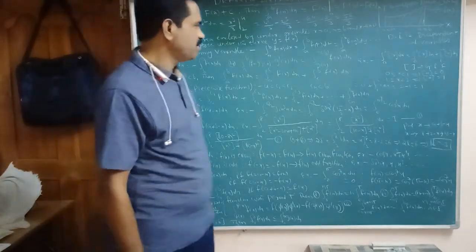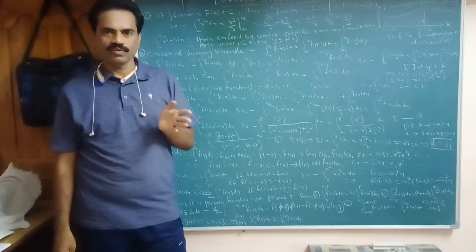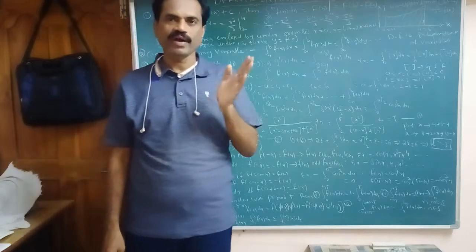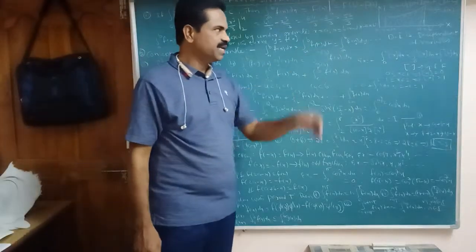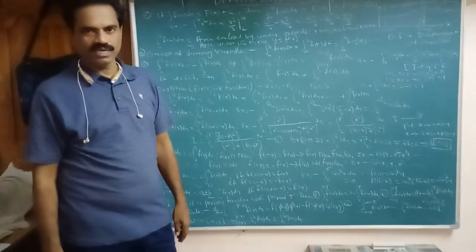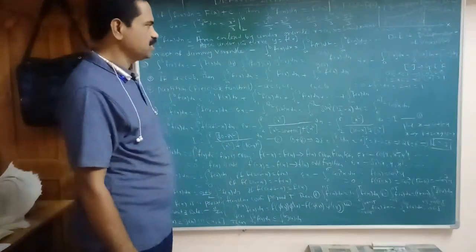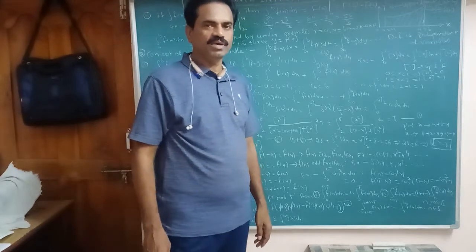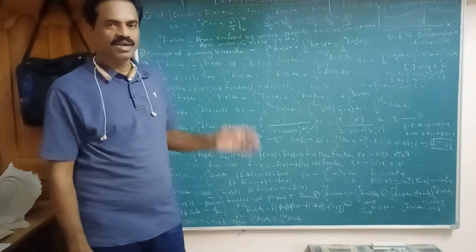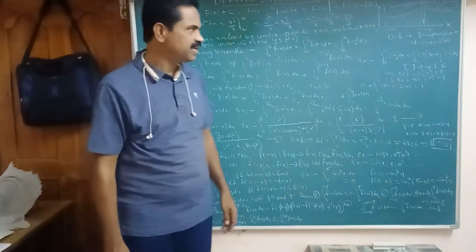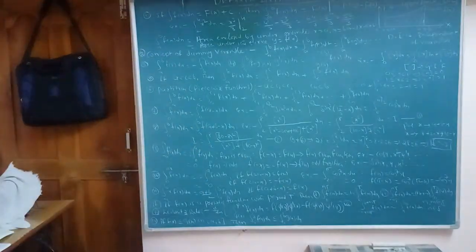Here is the concept of dummy variable. For example, integral 1 to 2 x dx equals integral 1 to 2 t dt equals integral 1 to 2 y dy. These values are all the same. That's why we say the definite integral is independent of variables. Here t and y are independent variables. So the concept of dummy variable is we can write integral a to b f of x dx equals integral a to b f of t dt equals integral a to b f of y dy. So here the definite integral is independent of variables.